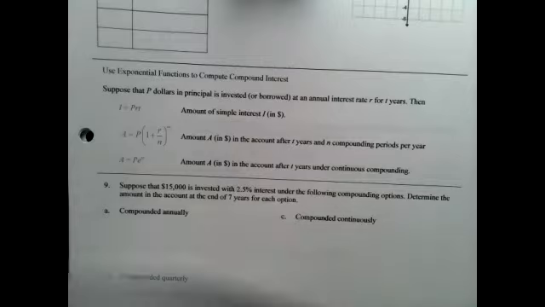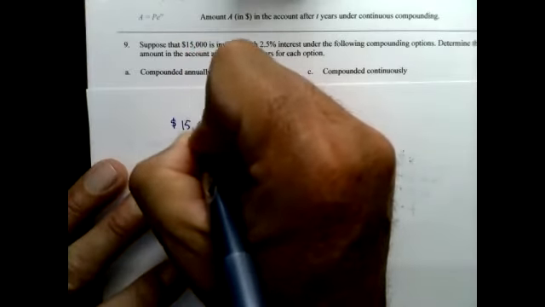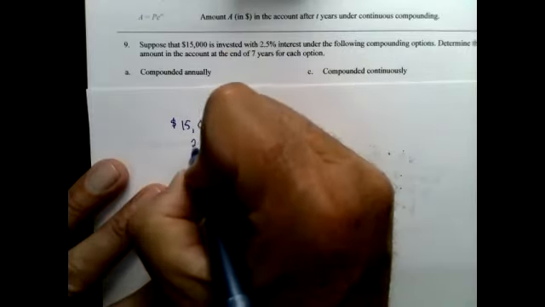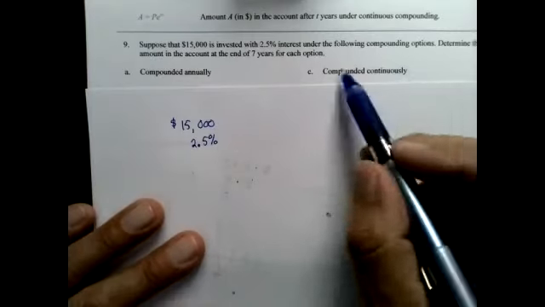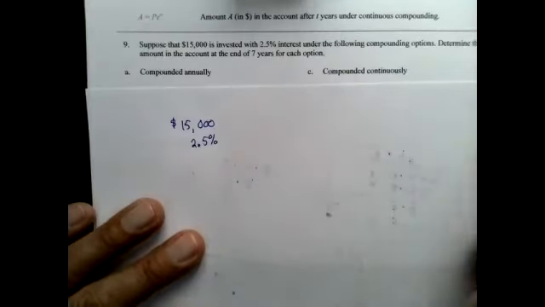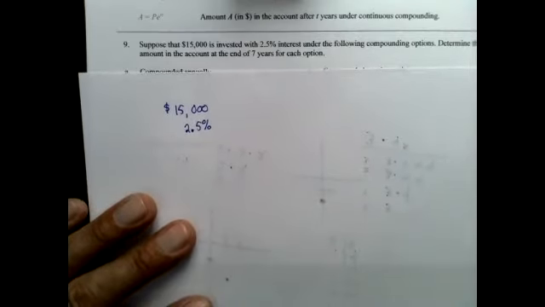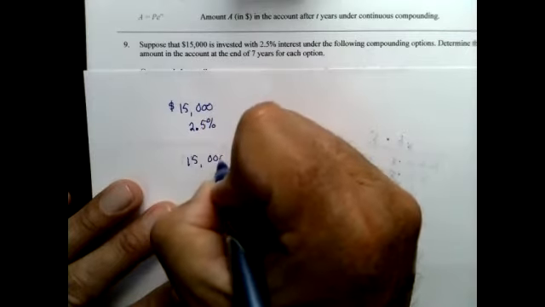All right, so let's do some scratch work here. At $15,000, okay. Thank you very much. It is at 2.5% interest. And it talks about stuff for 7 years. How much will I have at 7 years? That means I start out with 15,000. Agreed?